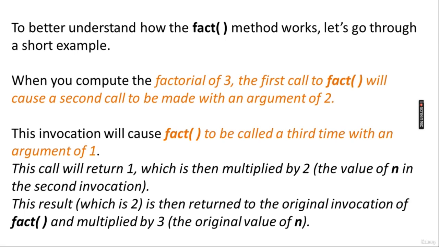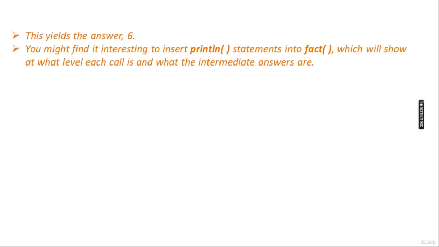This call will return 1, which is then multiplied by 2, the value of n in the second invocation, and this result, which is 2, is then returned to the original invocation of fact and multiplied by 3. It will give me answer 6.